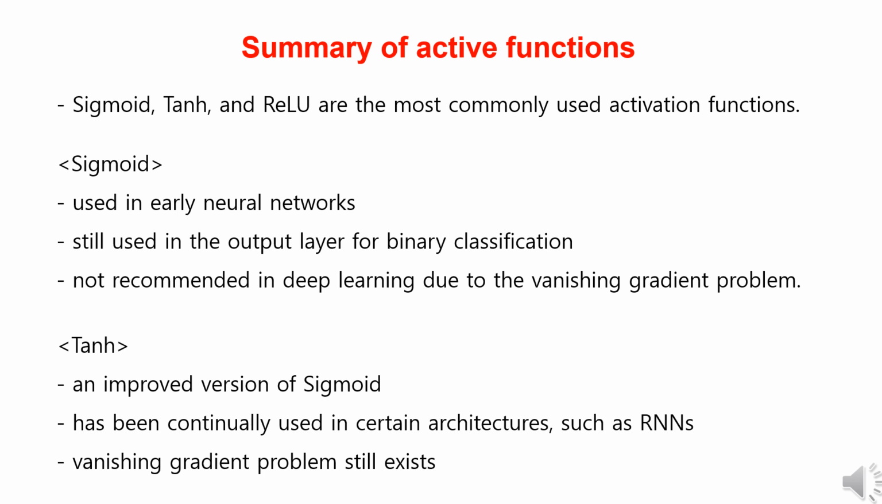To summarize activation functions, sigmoid, tanh, and ReLU are the most commonly used activation functions. The sigmoid function was widely used in early neural networks and is still useful in the output layer for binary classification. However, it is rarely used in deep learning due to the gradient vanishing problem. The tanh function is an improved version of sigmoid and is mainly used in certain structures like RNN, though it still suffers from the gradient vanishing issue.